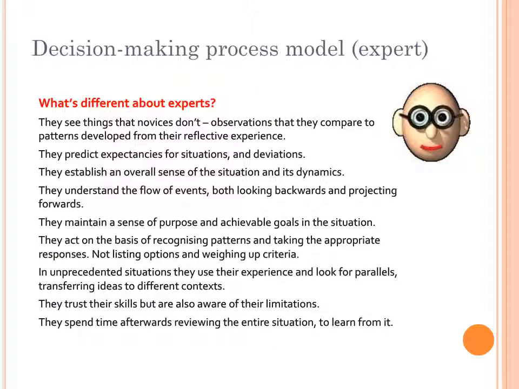They can look at what's happening in a situation and see patterns that they've developed from their previous experience that they have reflected upon. Given that, they can predict expectancies for situations, and they can see when it looks like what's happening is deviating from those patterns. They look at the situation holistically, so they establish an overall sense of the situation and its dynamics. They see the detail, but they look for the overall sense of the situation.